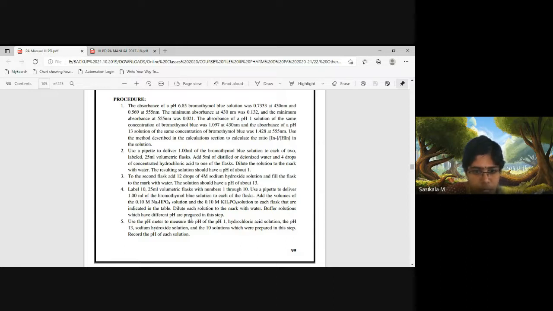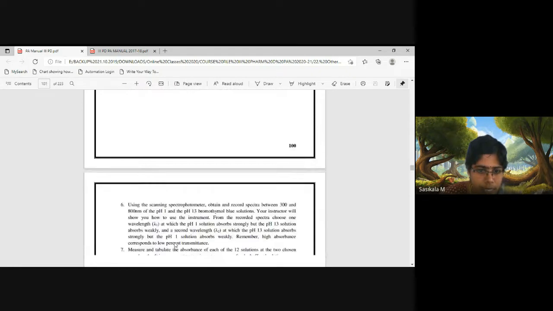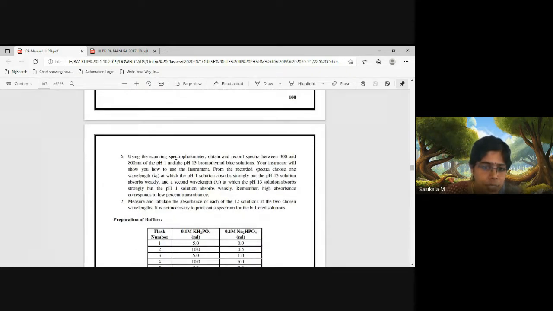Then use the pH meter to measure the pH of the pH 1 hydrochloric acid solution, the pH 13 sodium hydroxide solution, and the 10 solutions which were prepared in this step. Record the pH of each solution. We need to find out the pH of each solution, whether from acid to base it is increasing or not. And using the scanning spectrophotometer, obtain and record the spectra between 300 and 800 nanometer. That means through spectrum scan analysis, we can record the spectrum of the pH 1 and pH 13 bromothymol blue solution.